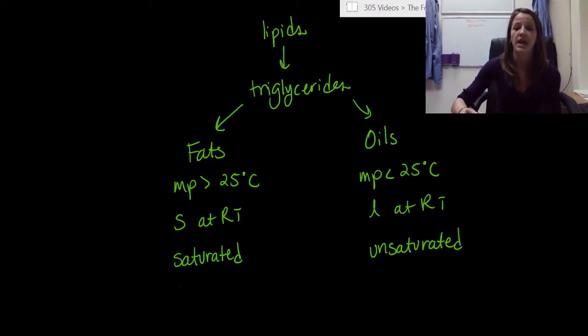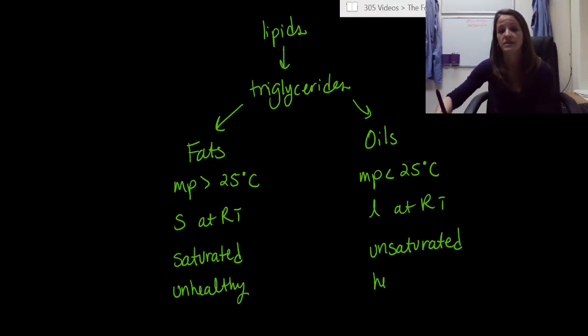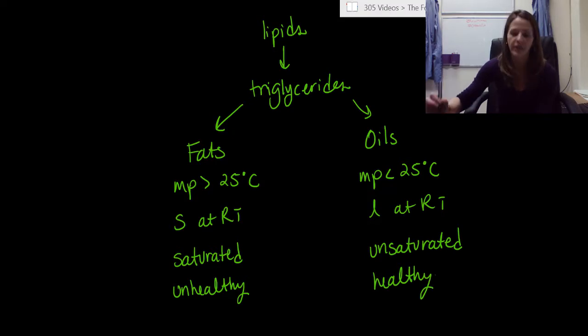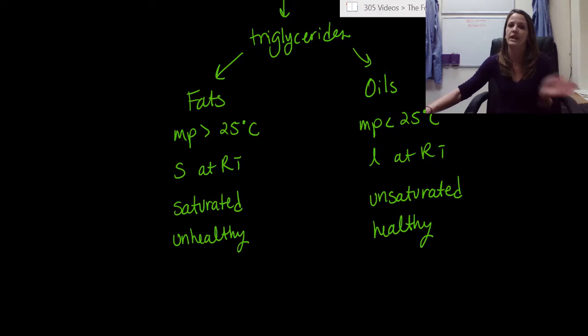And the last thing we want to add here is that we consider fats to be unhealthy, so we want to avoid those in our diet, whereas we consider oils to be the healthier option of the two. We absolutely need to eat these. A lot of people just want to cut fat or have a no-fat or low-fat diet. That's not healthy for you. You absolutely need to have fats and oils in your diet, but you just want to lean toward the oil side because it's definitely healthier.